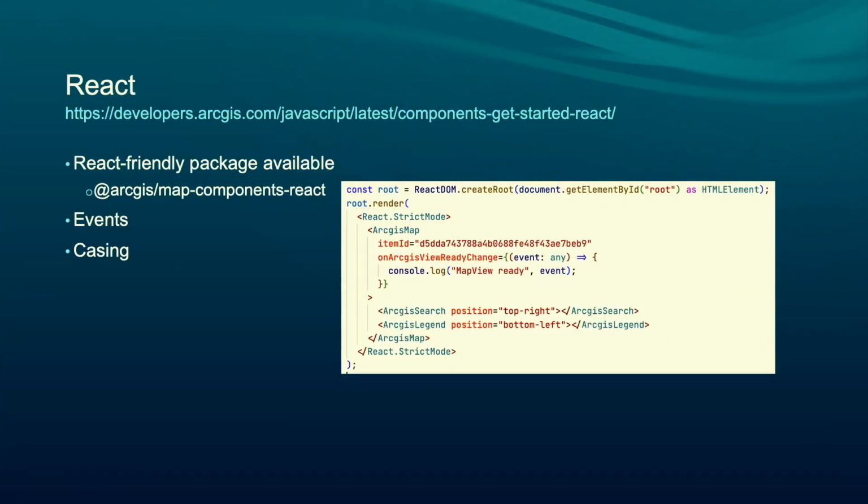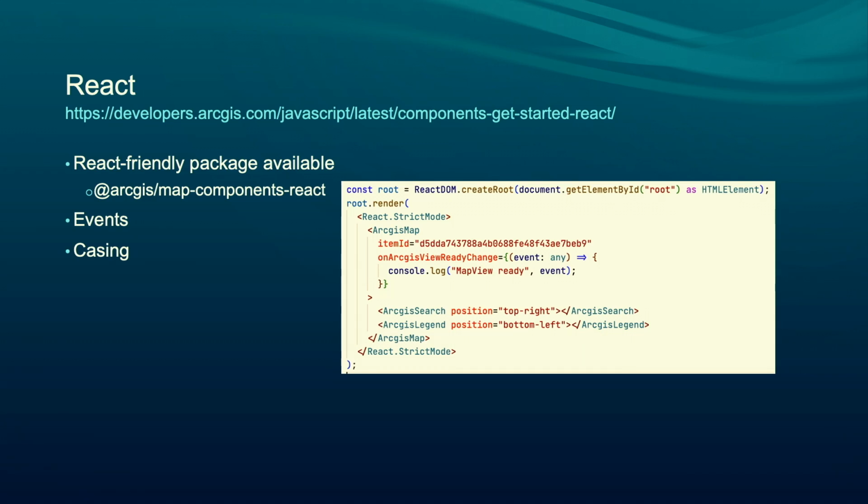Okay, so the first one we'll talk about is React. There is a help topic. I linked to it at the top of here. You currently need a separate package, a React-friendly package, if you want to work with React. It's pretty common if you're a React developer to have these wrapper packages, at least right now. This takes care of things like events. React expects these events to have a different name. So instead of arcgisViewReadyChange, the React events are onArcgisViewReadyChange. And it handles the casing.